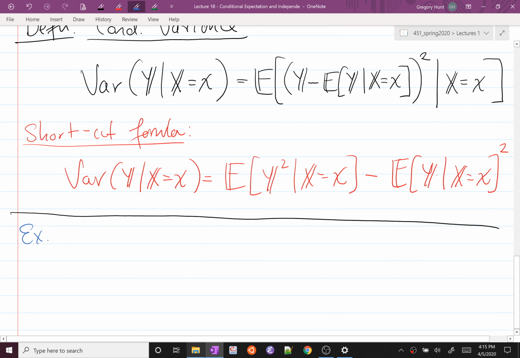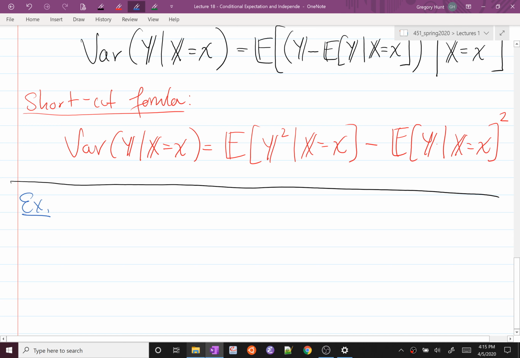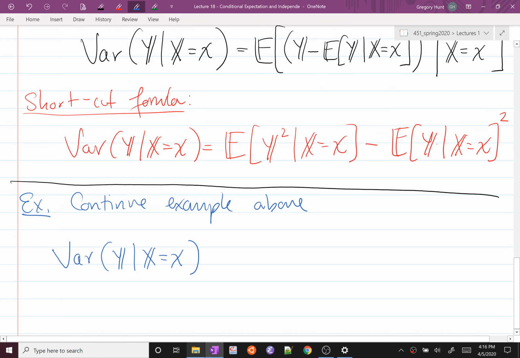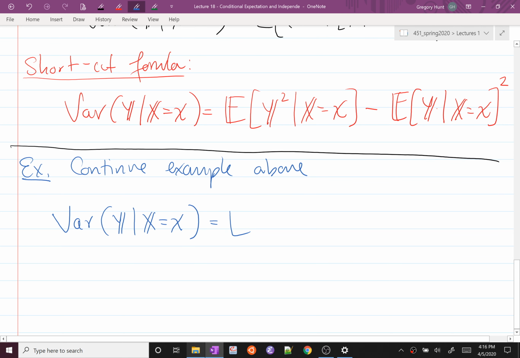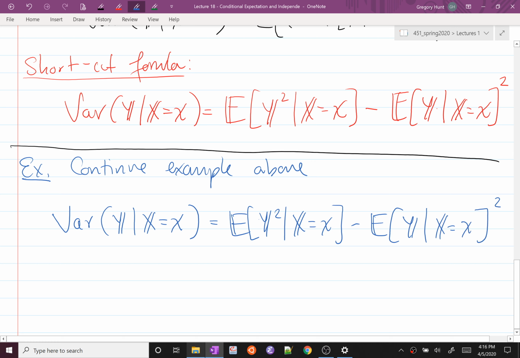And we can continue our example, right? So again, continuing our example above, I could instead ask for the variance of y given x is little x. And our shortcut formula says this is the expected value of y squared given x is little x minus the expected value of y given x is little x, squared. From the previous example, if you've done the integration by parts, this should give you 1 plus x. So if you square that, it's 1 plus x squared.